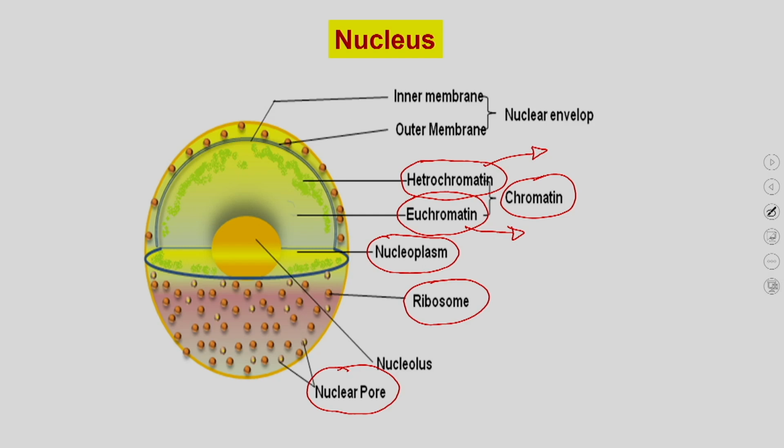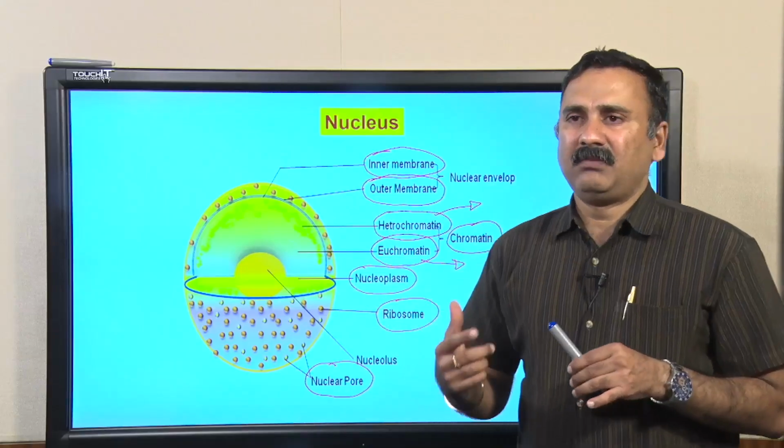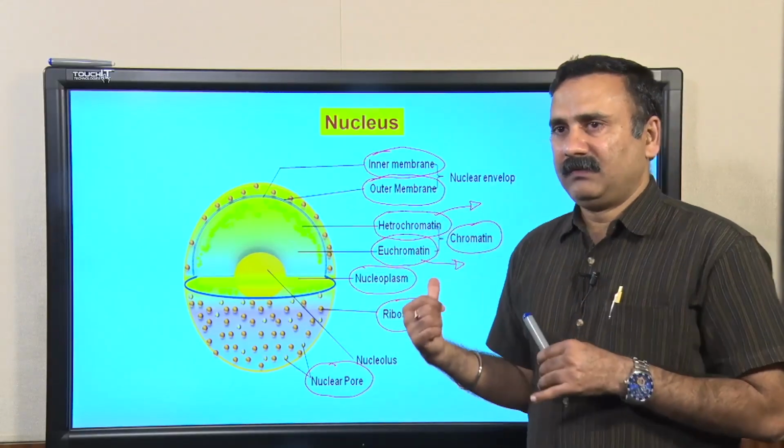And apart from that, you have the nuclear envelope. The nuclear envelope is a double membrane structure, with an inner membrane as well as an outer membrane, and a nuclear pore which regulates the exchange of material between the nucleus and the other parts of the cell.